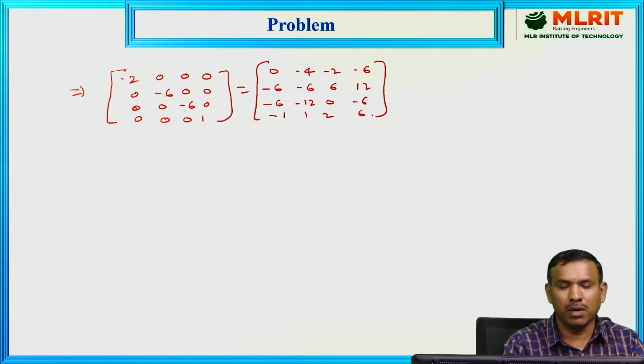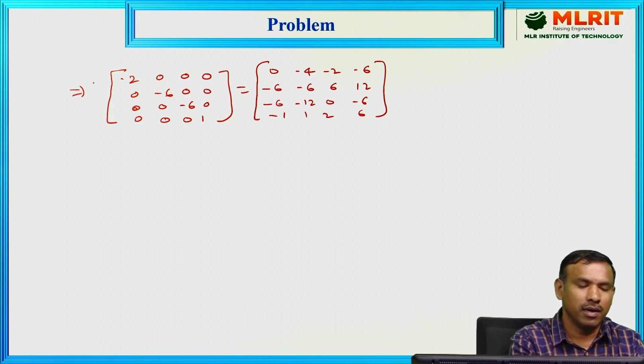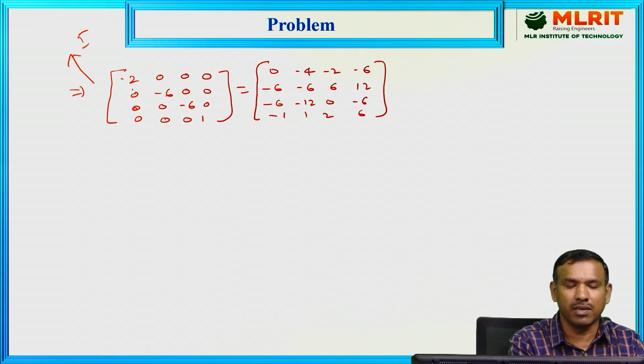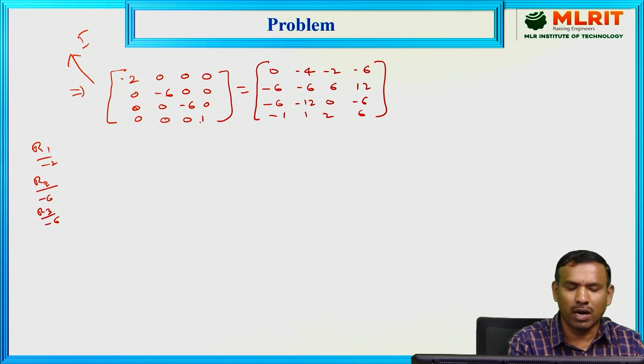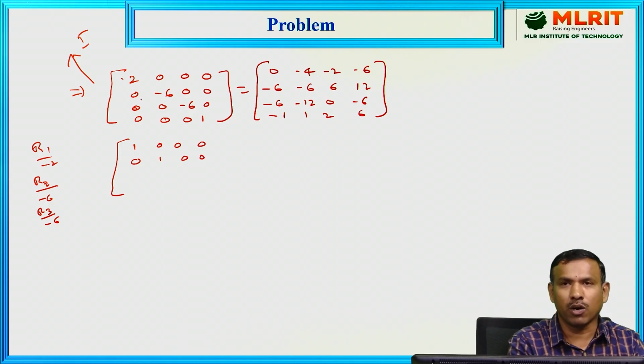See, but look at this one. Here diagonal elements are not 1. So we want to make this matrix an identity matrix. So divide the first row with minus 2, second row divided with minus 6, third row divided with minus 6, fourth row already 1. So you need to make no change. Automatically dividing by minus 2 gives here a 1, 0, 0, 0, 0, 1, 0, 0. Second row we are dividing with minus 6 to get a 1. So 0, 0, 1, 0, 0, 0, 0, 1.